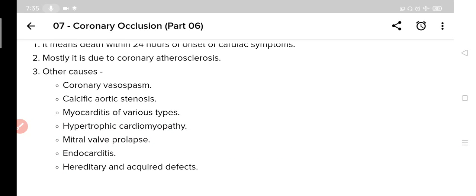There are other causes also, like coronary vasospasm, calcific aortic stenosis, myocarditis, hypertrophic cardiomyopathy, mitral valve prolapse, endocarditis, and hereditary and acquired defects also. So friends, this was the complete chapter of coronary atherosclerosis.